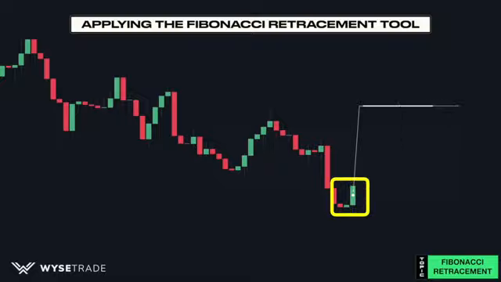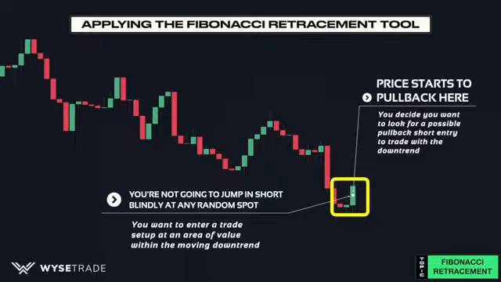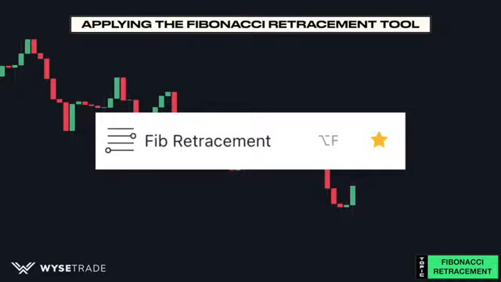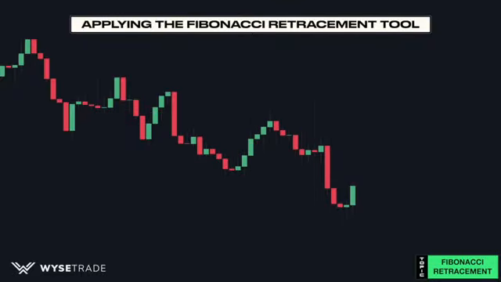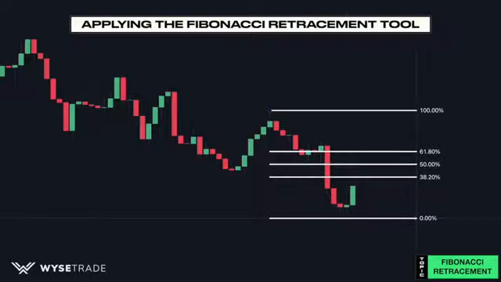Price starts pulling back right here, and you decide you want to look for a possible pullback short entry to trade with the downtrend. But you're not just going to jump in blindly at any random spot. You want to enter a trade setup at an area of value within the moving downtrend. So you take your Fibonacci tool, click at the recent swing high here, drag it down to the recent swing low, and then move it a bit to the right so that it stretches out, and then click again to lock it in. Your Fibonacci levels are here to the right.